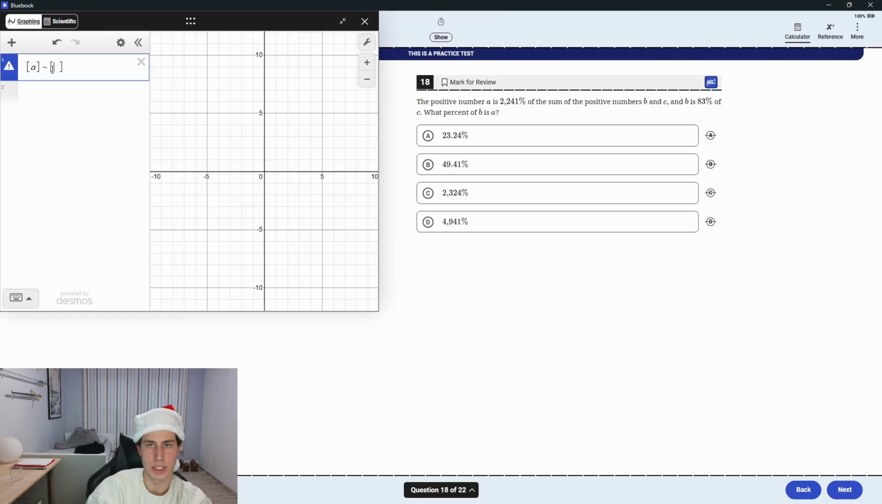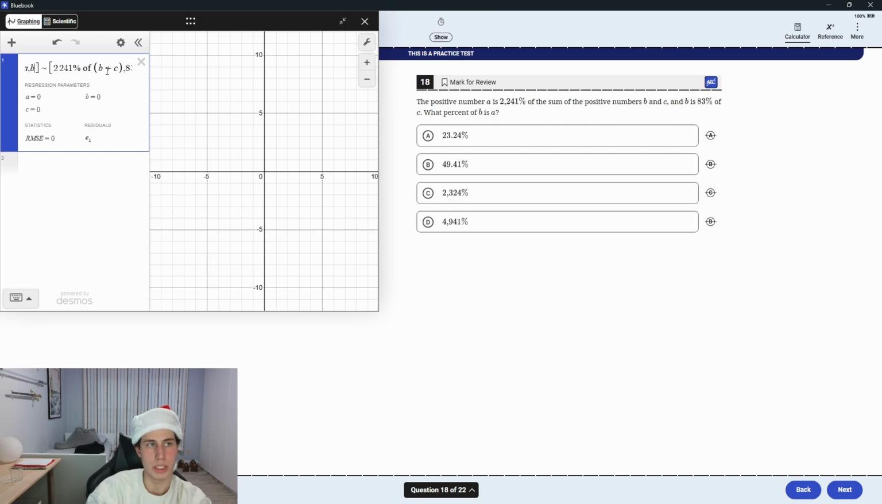We'll write A on the left side. So that is 2,241% of the sum of the positive numbers B and C. So B plus C. And make sure you write parentheses, otherwise it'll think that it's 2,241% of B and then add it on to C. But in this case, it's the sum of the two positive numbers first, and then an increase of that. After we have that, it says B is 83% of C. So B is 83% of C.